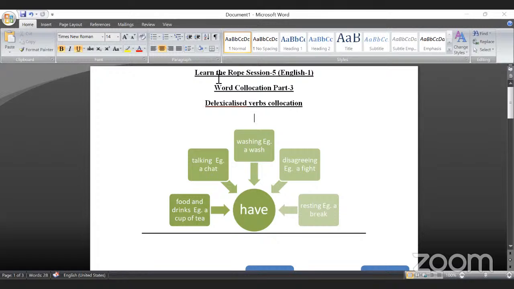Okay, so they are mostly useful for forming collocations. But besides that, the meaning of delexicalization is that the verb loses its meaning. As a lexicon, the verb does not have any meaning anymore. The meaning is taken from the adjoining noun. We'll take a look at it and you'll understand it better maybe.